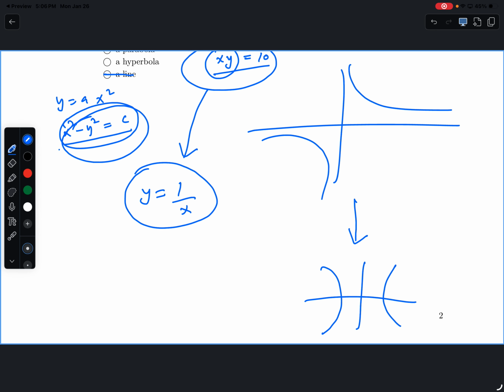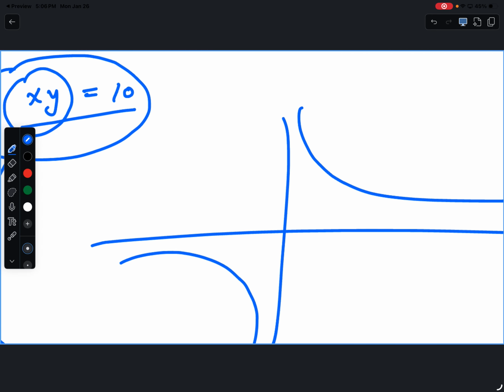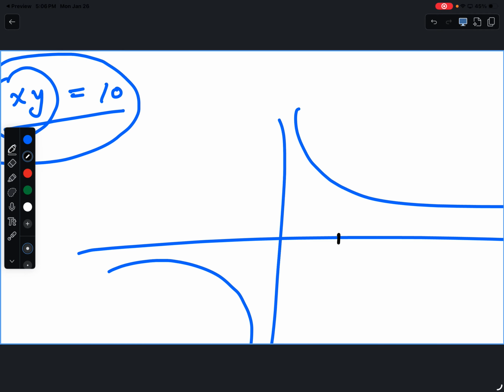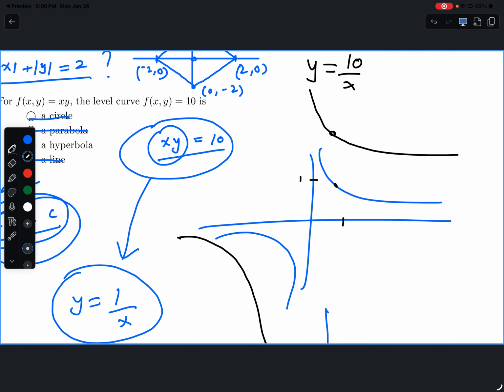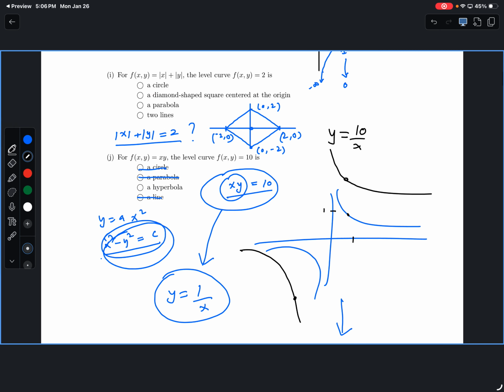But we know how the graph of y is equal to 1 over x looks like. The graph of y is equal to 10 over x will be similar to that one, just a little bit stretched or dilated from some point. What would be the difference? At 1, the value is 1, but for y is equal to 10 over x, at 1 the value would be 10. So it would be something like this, a very big value here, and similarly a very small value here, negative 10. But it will be a hyperbola.